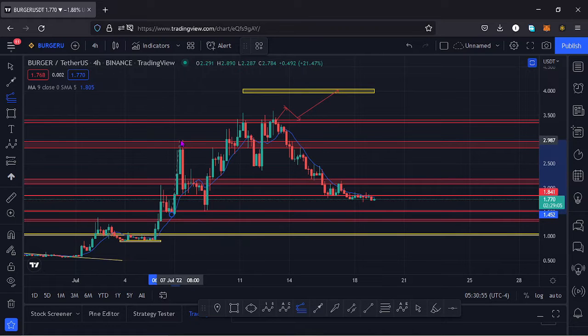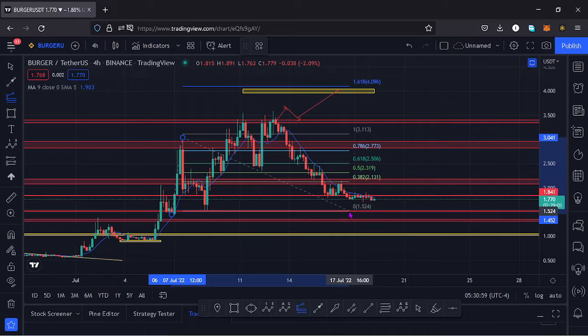So if I apply the trend based Fibonacci here, you can see that that yellow target area lies at around the Fib level 1.618, which is at around the $4.09 mark, and that move didn't play out to the upper side.